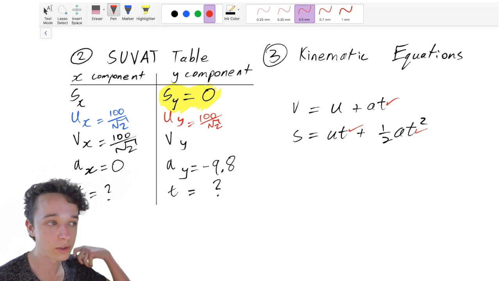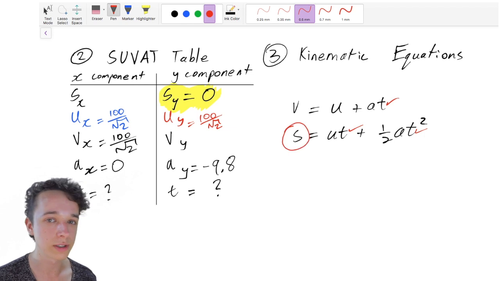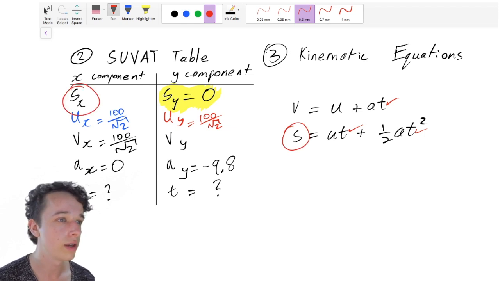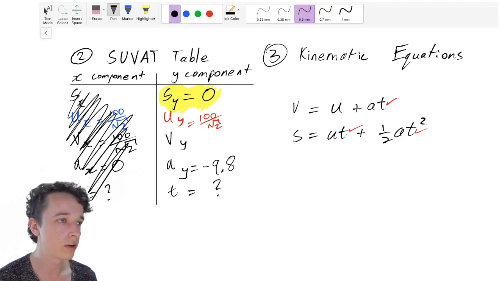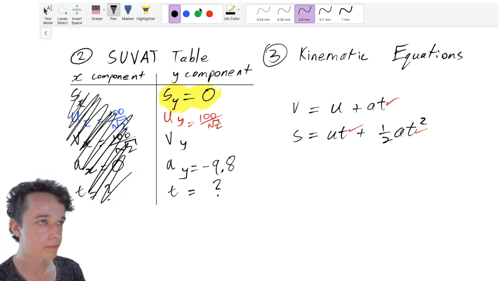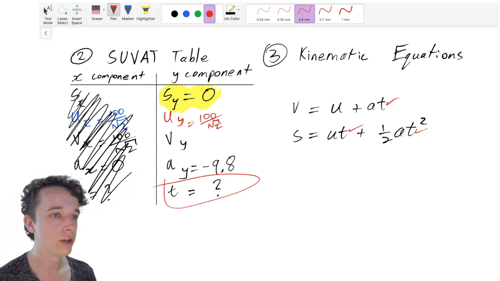What about the other equation? Can we use the x component data for the other equation? Well, the other equation requires an s, and we do not have sx, right? So we are not going to use the data from the x component. We're just going to focus on the y component. So it's got a t, and that's what we're trying to find for both equations.